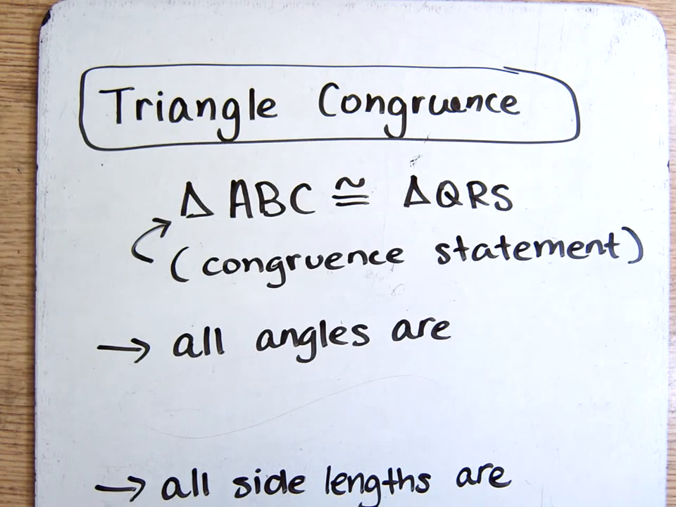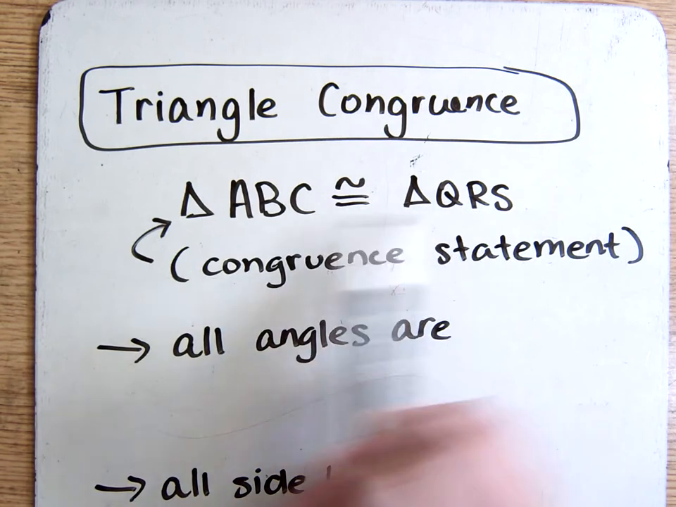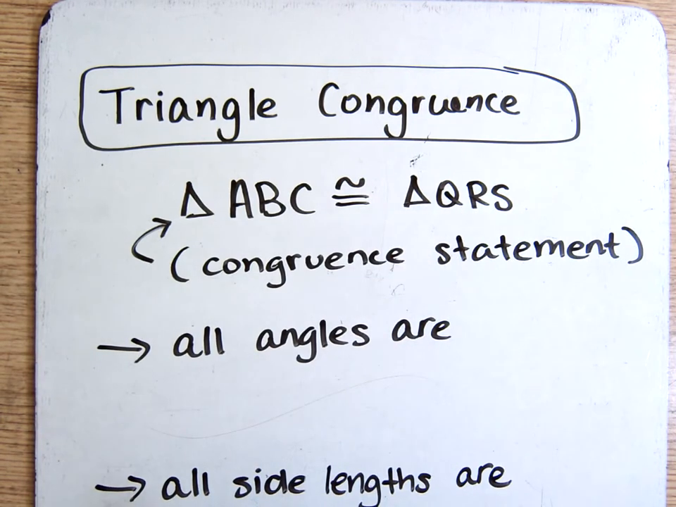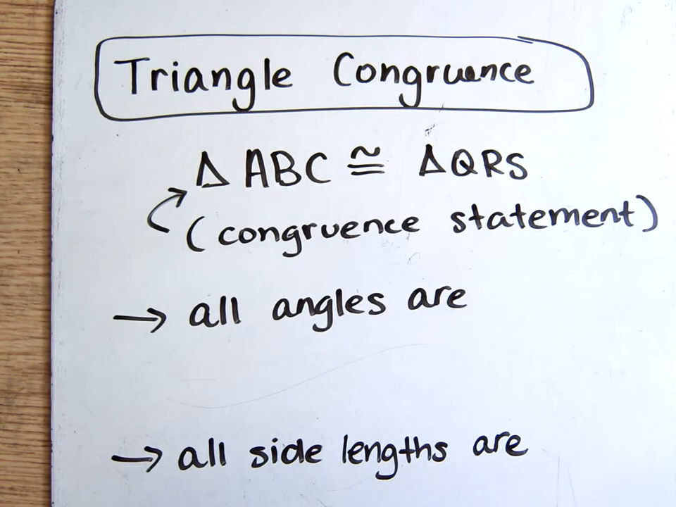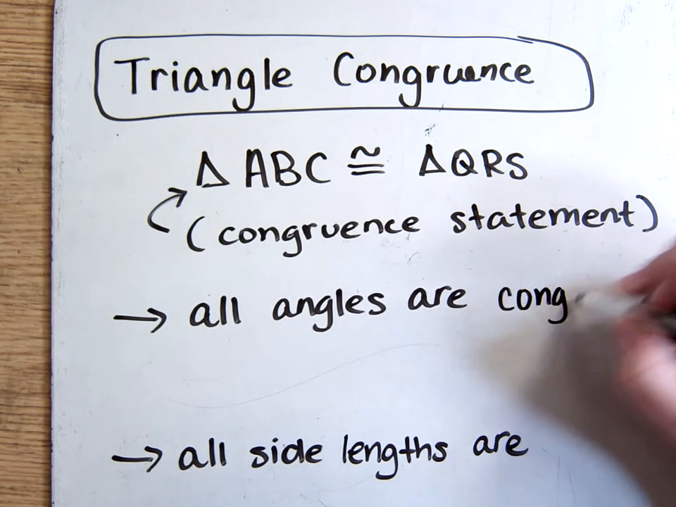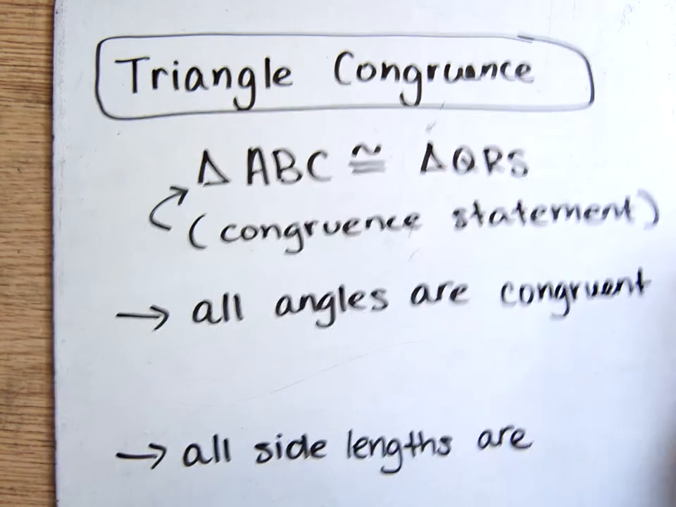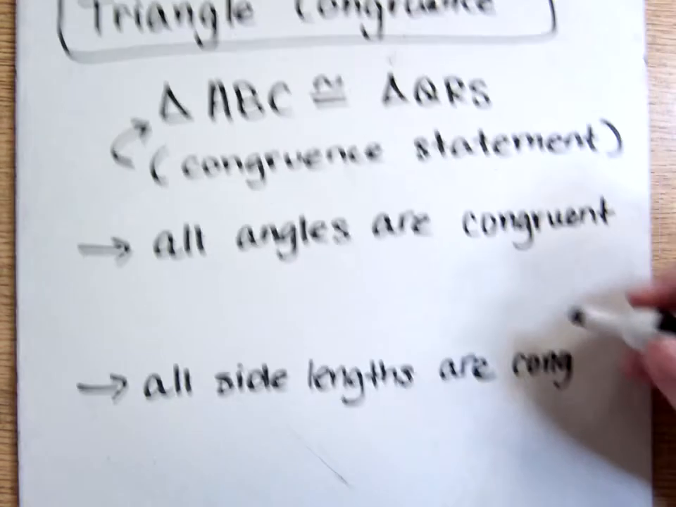All right, so we've been talking recently about triangle congruence. And when we talked about triangle congruence, one of the things we talked about was a congruent statement, or in this case, a triangle congruent statement that says triangle blah, blah, blah is congruent to triangle blah, blah, blah. In congruence, if I have two congruent triangles, that means all the angles are congruent and all the side lengths are congruent.